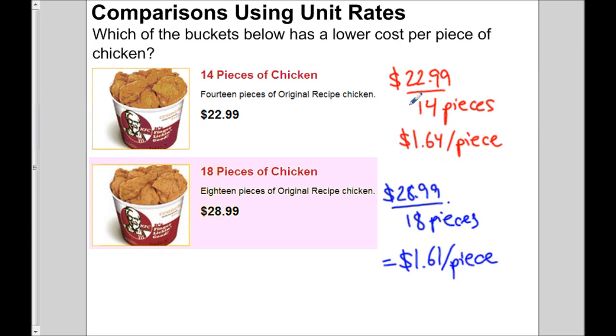All right. So the question is asking which one has a lower cost per piece. Well, this bucket does, right? So we can say 18 pieces of chicken has a lower cost.